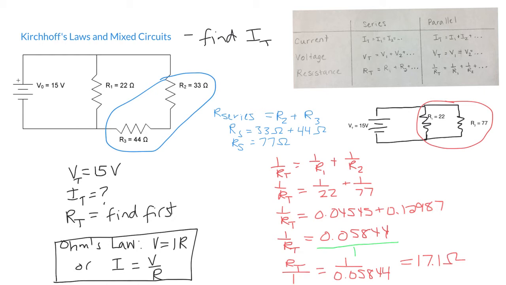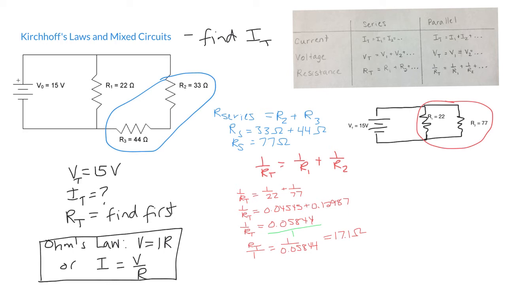We are almost done at this point. The last thing that we need to do is use Ohm's law now that we know the total or equivalent resistance for this circuit, and we also know the voltage is 15. So let's make a little room, and we'll finish off by taking I is equal to V divided by R.